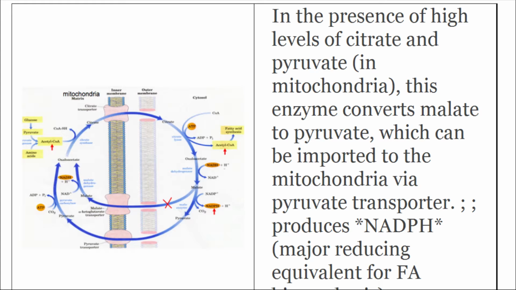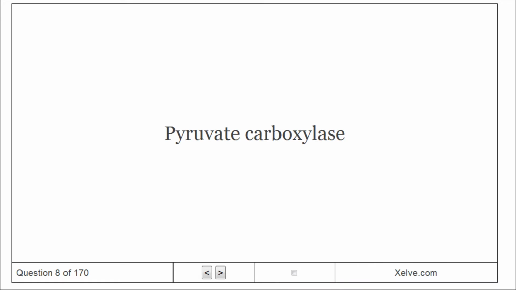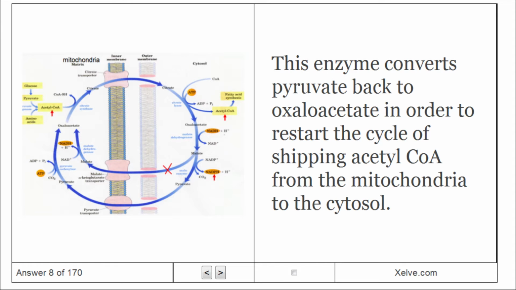5. Pyruvate carboxylase. This enzyme converts pyruvate back to oxaloacetate in order to restart the cycle of shipping acetyl-CoA from the mitochondria to the cytosol.